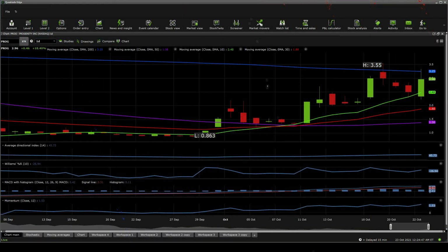Now, from a technical analysis perspective, what we get to see first off on the moving averages is you've got your 10 SMA being above the 30 MA, that's very bullish, and the price point being above the 50 SMA and very close to the 200 SMA, that again is bullish.